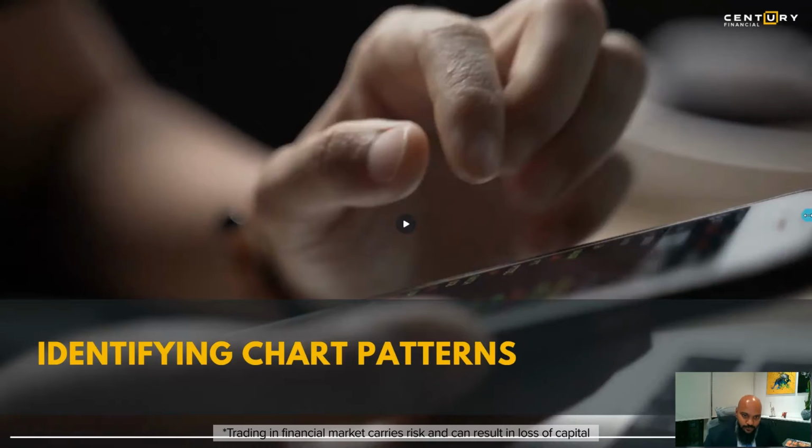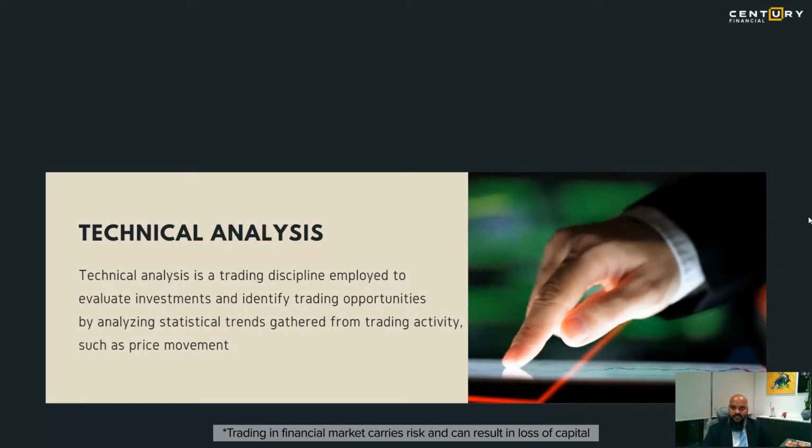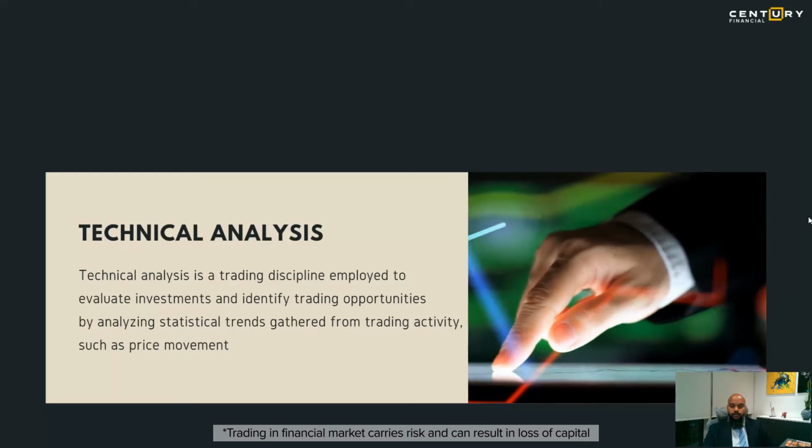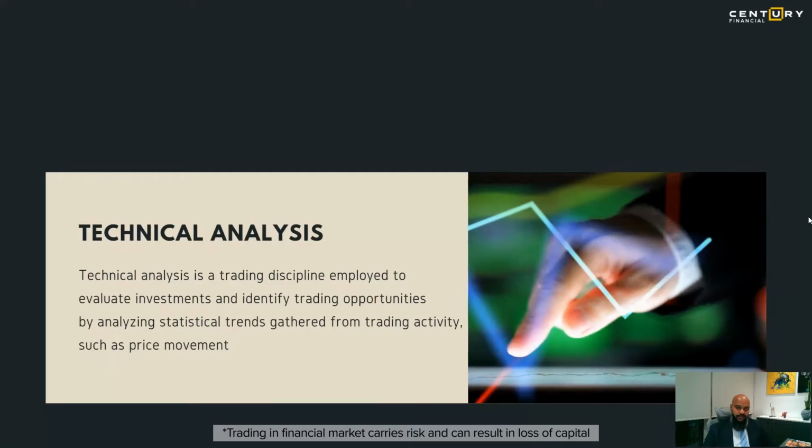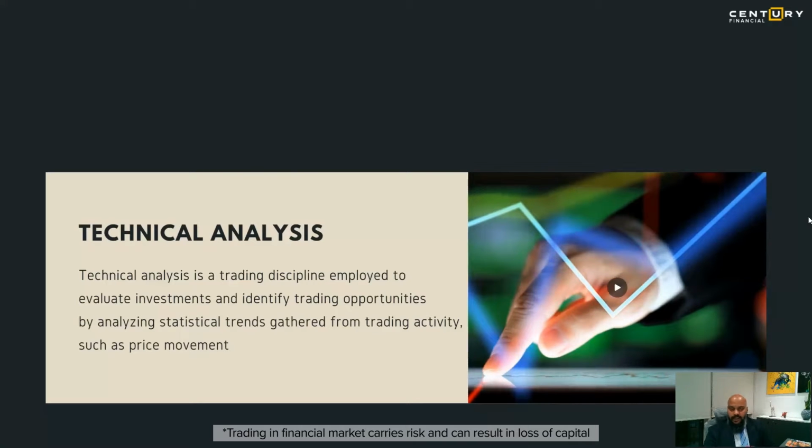All right, so let's move forward. Identifying chart patterns. Now, chart patterns basically come under technical analysis. For those of you who are very new, there are two to three different types of analysis that an investor or a trader does, depending on the objective they have for their account, the time frame they're looking at, and the kind of instruments they would be taking advantage of. When I say instruments, it could be stocks, commodities, currencies, and cryptos. Now, a very basic definition of the difference between fundamental analysis and technical analysis.